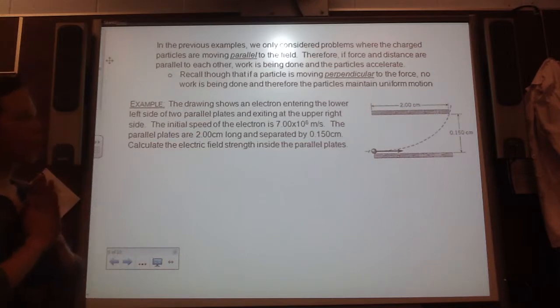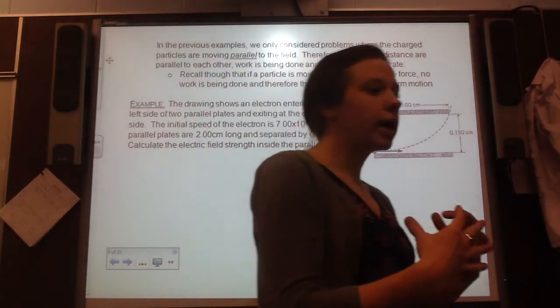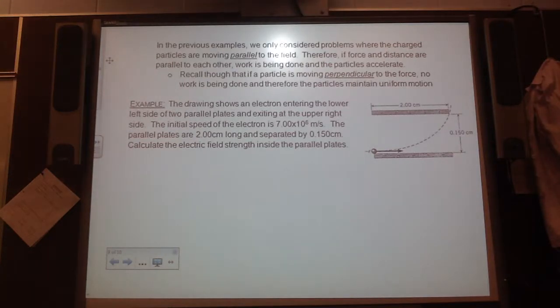All right, so now we're going to take that information and apply it here. We're going to have to break down our information into horizontal and vertical information. Now, what carries the same across both? There's a variable that carries the same across both. Time remains the same. So if you can find time horizontally, you can apply it to vertical. Very good.